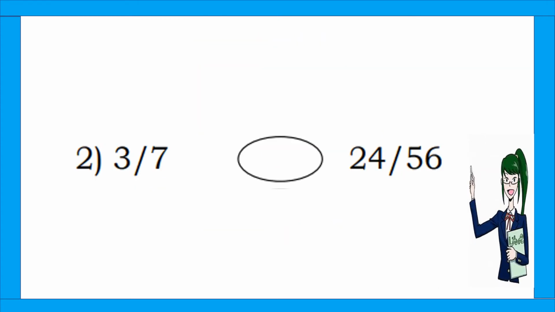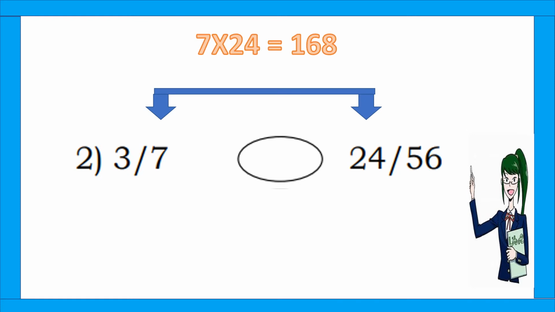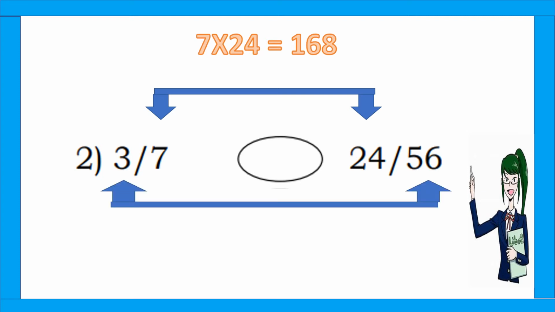Number 2. 3 over 7, blank, 24 over 56. The means are 7 and 24. Get the product. 7 times 24 equals 168. The extremes are 3 and 56. Get the product. 3 times 56 equals 168. The products are equal, so the two ratios are equal.